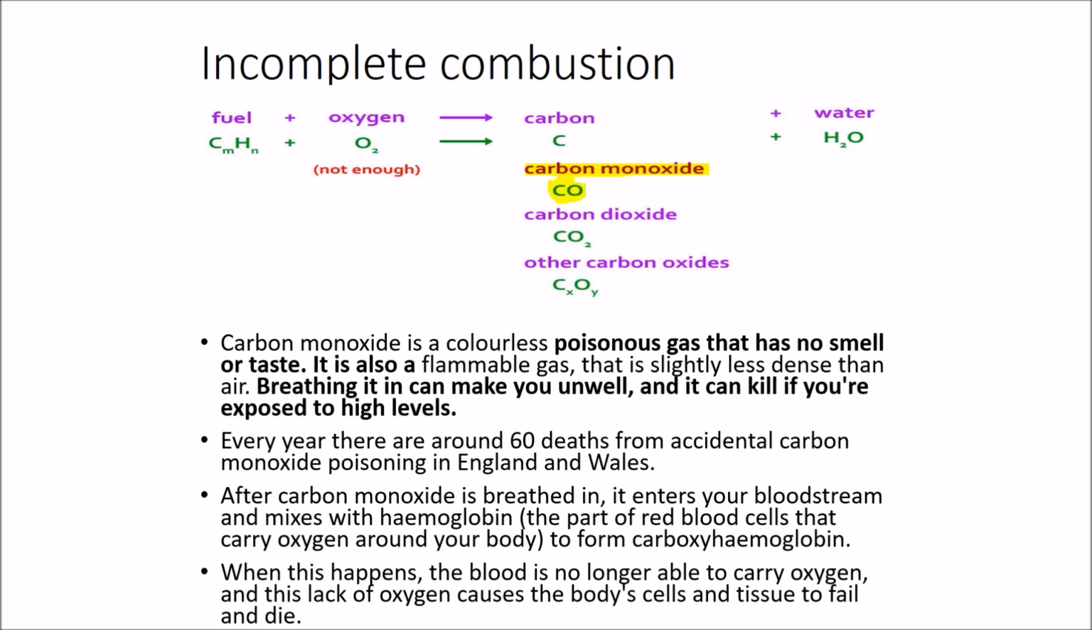So how does it kill you, you might ask? Well, firstly, it enters your bloodstream and then mixes with the hemoglobin. Hemoglobin is the part of the red blood cells that carries oxygen around your body, which is why you need lots of iron in your diet, so that you've got lots of hemoglobin in your blood to carry oxygen. What carbon monoxide does is mix with that hemoglobin and form carboxyhemoglobin.